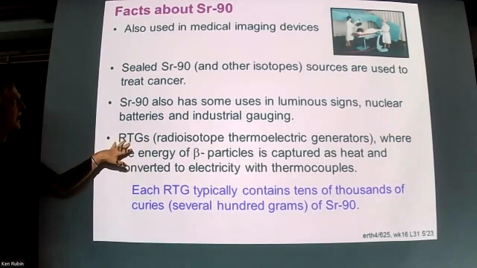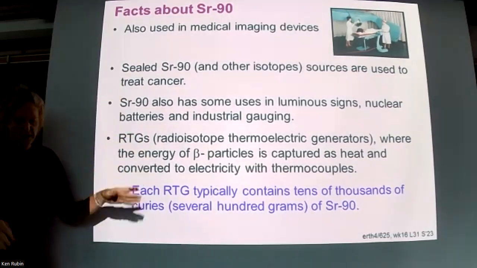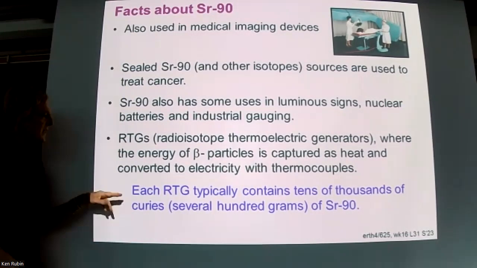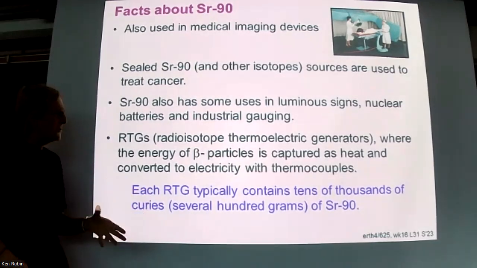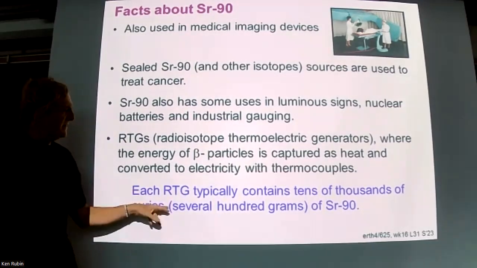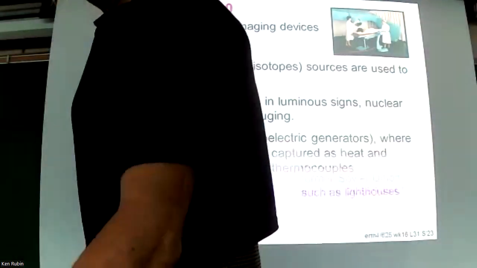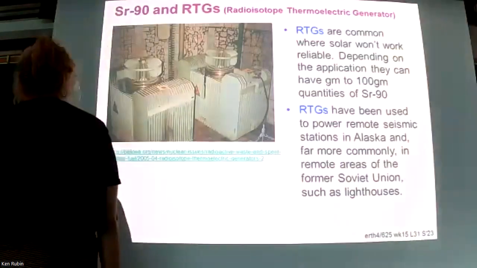Nowadays, RTGs are not based on strontium-90. We still have RTGs, but they're based on much longer lived and much more stable isotopes, typically plutonium-239. And an RTG, depending on what it's being used for, can contain several hundred grams of strontium-90, which is really radioactive, and microgram levels can be toxic to the human body.